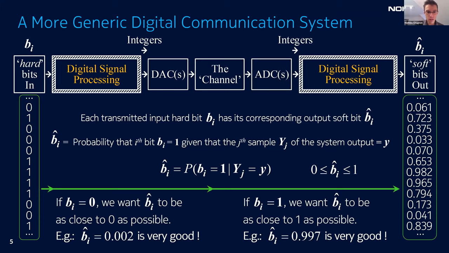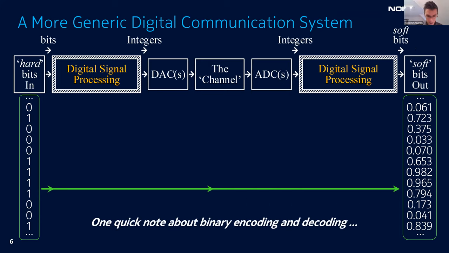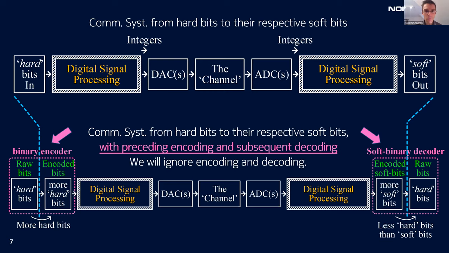One quick note about binary encoding and decoding. On the top of the screen, you see the schematic that we will be looking at, which is what I just presented. Typically, digital communication systems have a preceding encoding block and a subsequent decoding block.